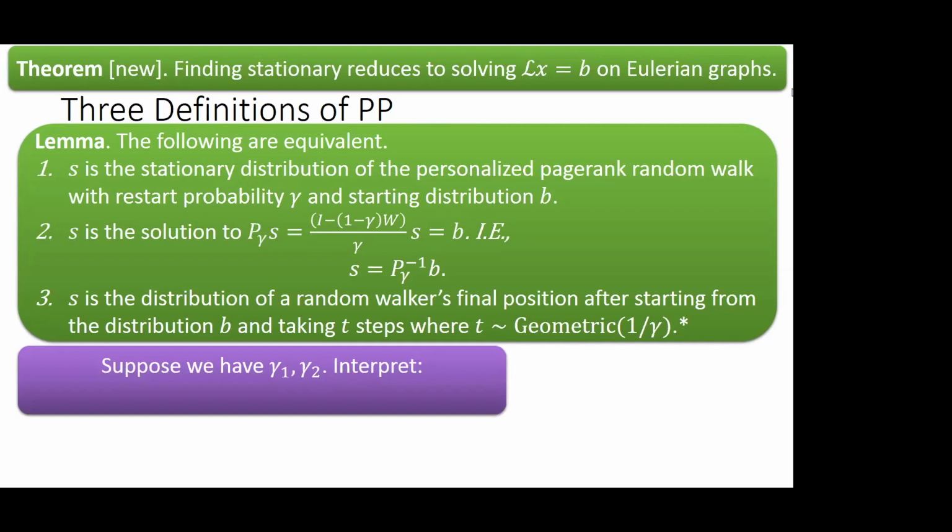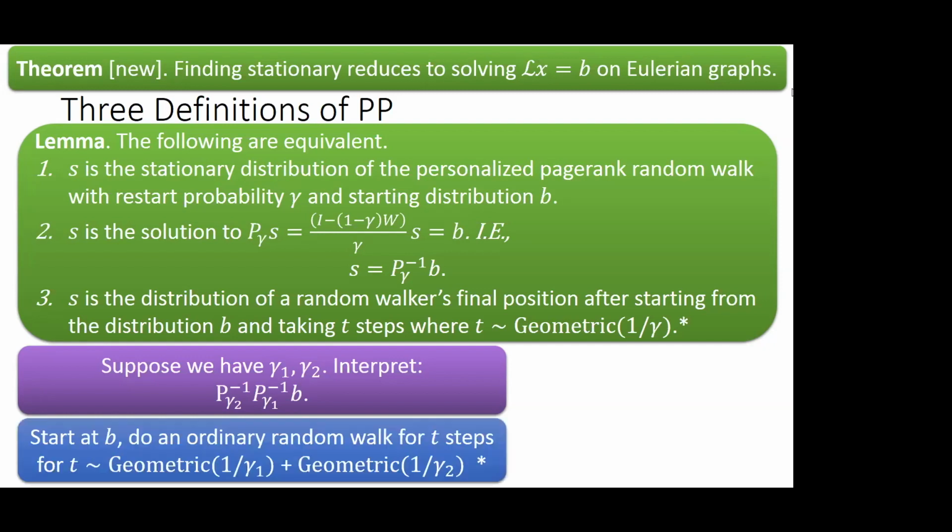So now, suppose we have two numbers, gamma 1 and gamma 2, and we want to interpret the quantity P gamma 2 inverse times P gamma 1 inverse B. How can we interpret that quantity? What it's saying, if we think about it from the third definition's perspective, is that we start at the vector B.